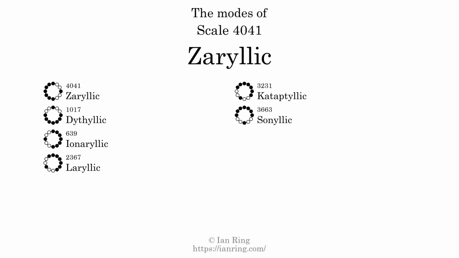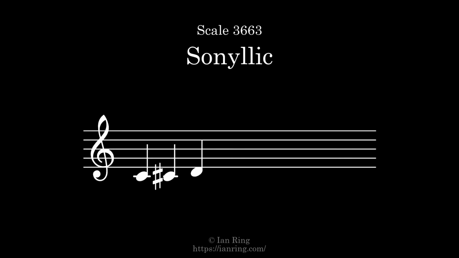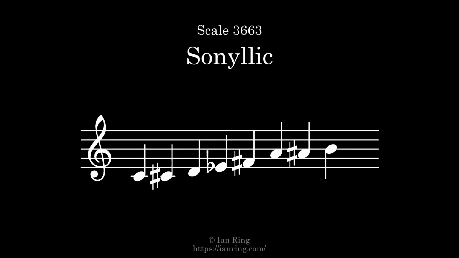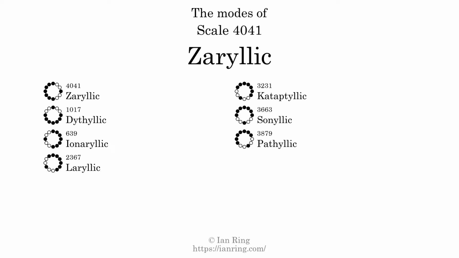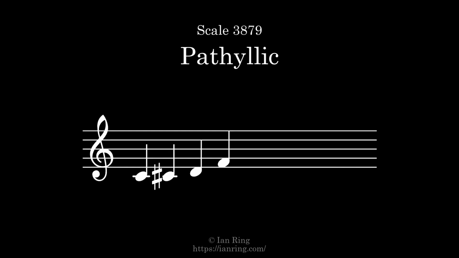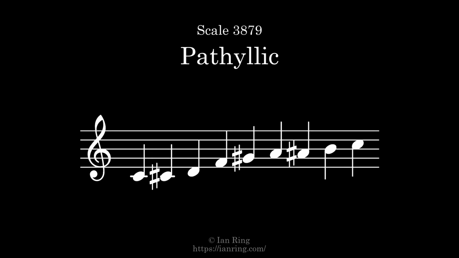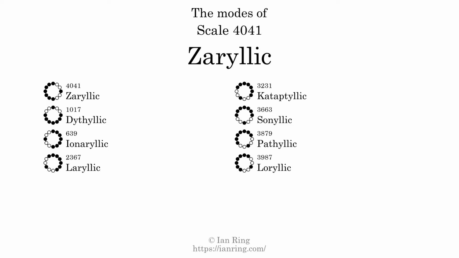The sixth mode is scale 3663, also known as Zaryllic. It sounds like this. The seventh mode is scale 3879, also known as Imperfections. It sounds like this. The eighth and last mode is scale 3987, also known as Zaryllic. It sounds like this.